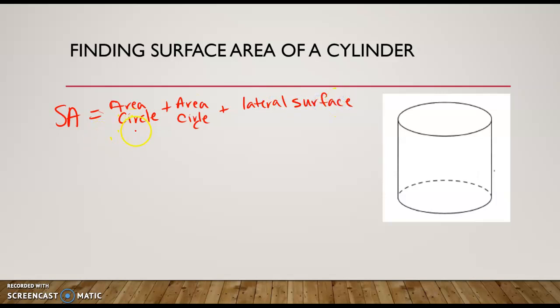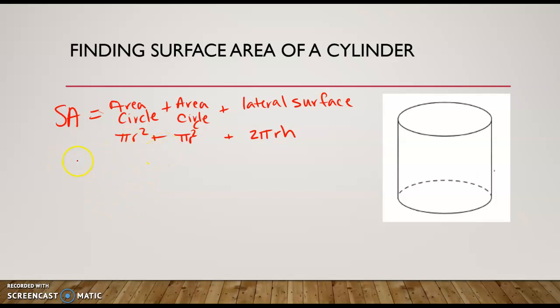All right, so area of a circle is pi r squared. So we have pi r squared, and then my lateral surface would be 2 times pi times r times h. So 2 pi r would be the circumference around the base of my circle, and then h is the height. That's how we find that lateral surface.